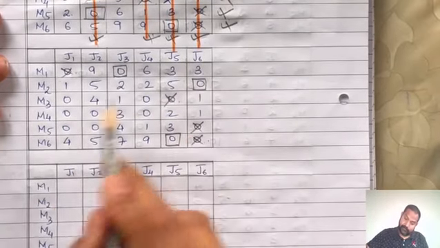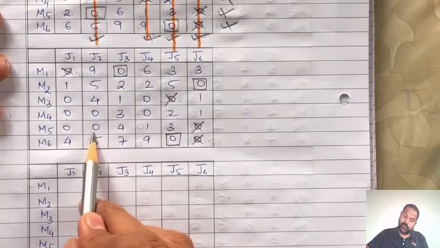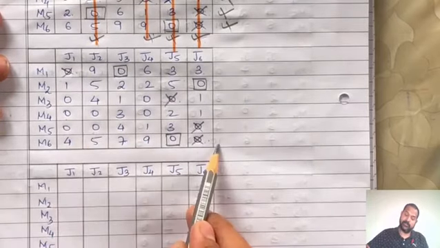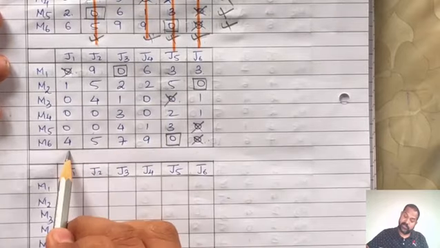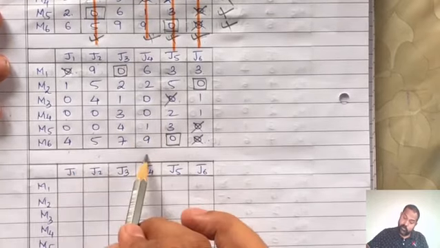Let's go row wise. Done. Done. 2 zeros can't touch. 3 zeros can't touch. 2 zeros can't touch. Done. Column wise. 3 zeros can't touch. 2 zeros can't touch. Done. 2 zeros cannot touch. Done and done.